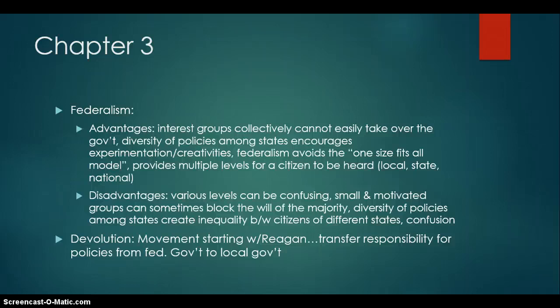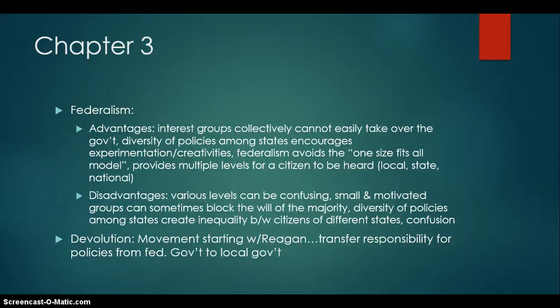Another disadvantage includes that small motivated groups can sometimes block the will of the majority. So, some people say that the NRA is too powerful and it blocks the will of the majority for stricter gun laws. Also, it can be confusing with the diversity of policies between states. So, for example, where Pennsylvania might have a law for getting your permit at 15 and a half and New Jersey's is 16, it can confuse people relatively easily because, again, laws do vary depending on where you are. And again, confusion, as we've said. Different policies, different rules, so that can definitely be problematic for some people.